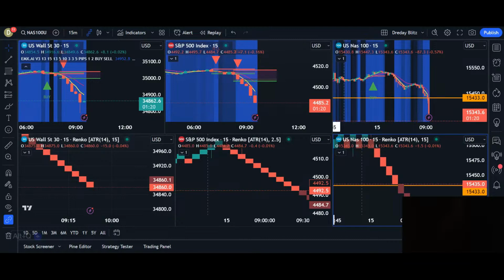And then after that, you go on the 15-minute chart or any other time frame that you're most comfortable to trade on, and then you take your decision and you take the trade.